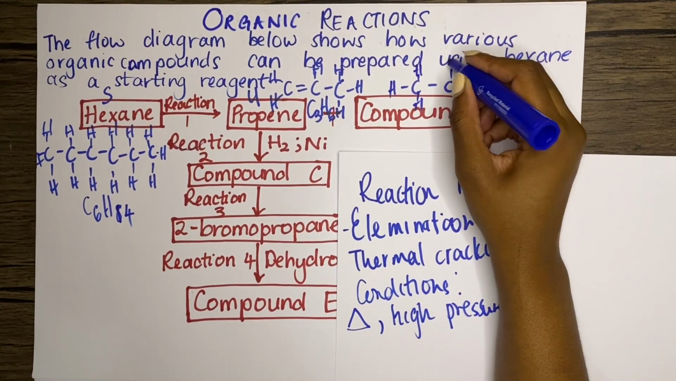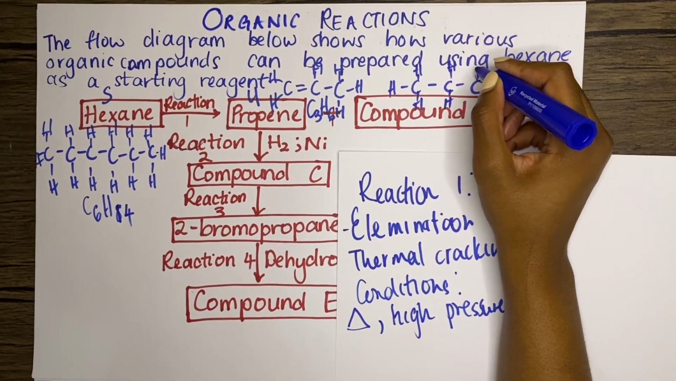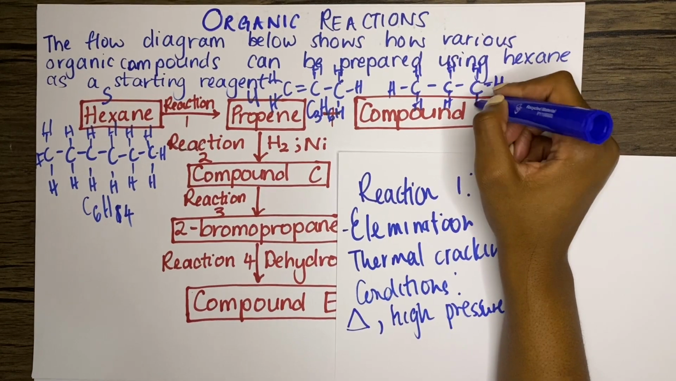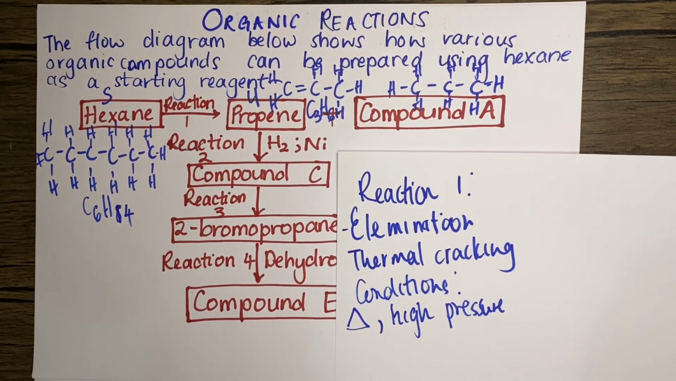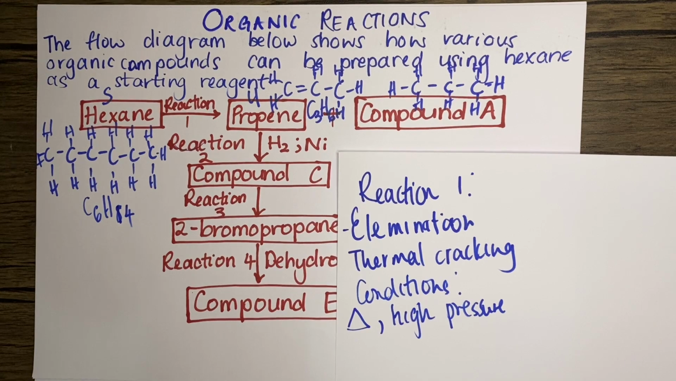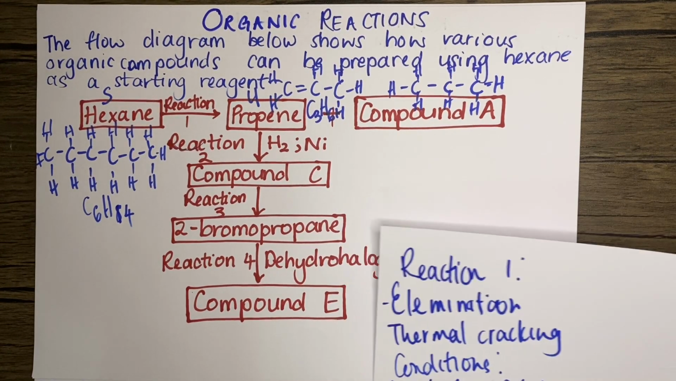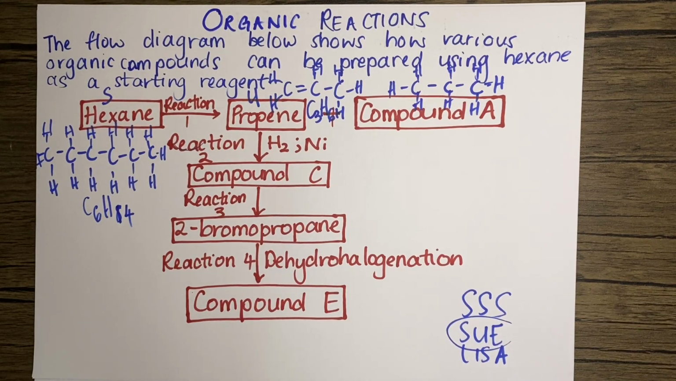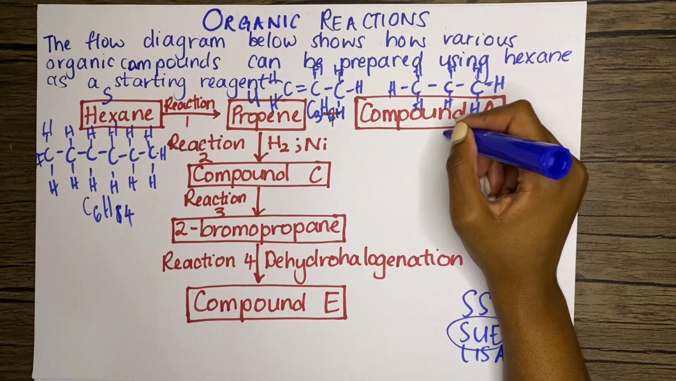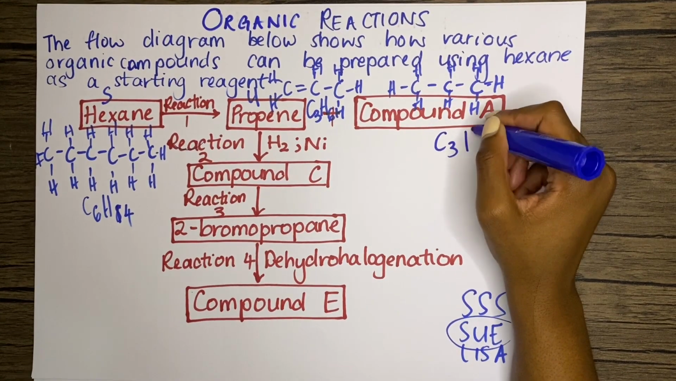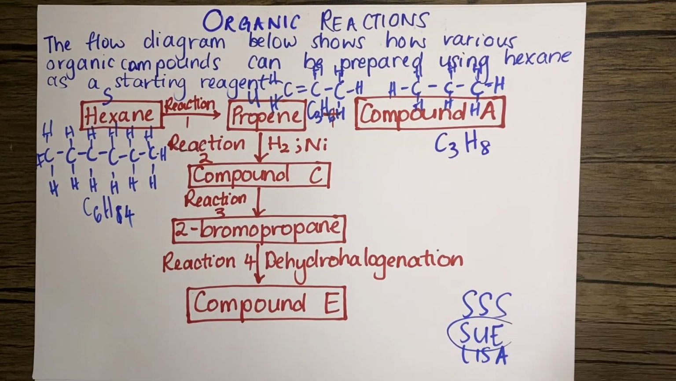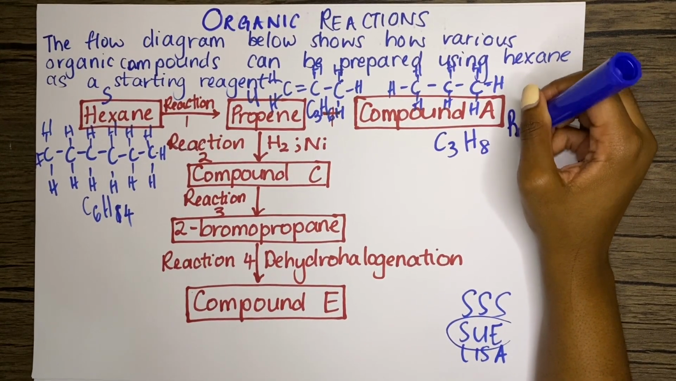So you'll see that if you can analyze this diagram very well, all the questions are going to be asking you what you've already answered, right? Because compound A is an unknown compound. So they can ask you, write down the structural formula of compound A. You would have already figured that out. So compound A would be C3H8, and this is the structural formula. And the name would be propane, IUPAC name.